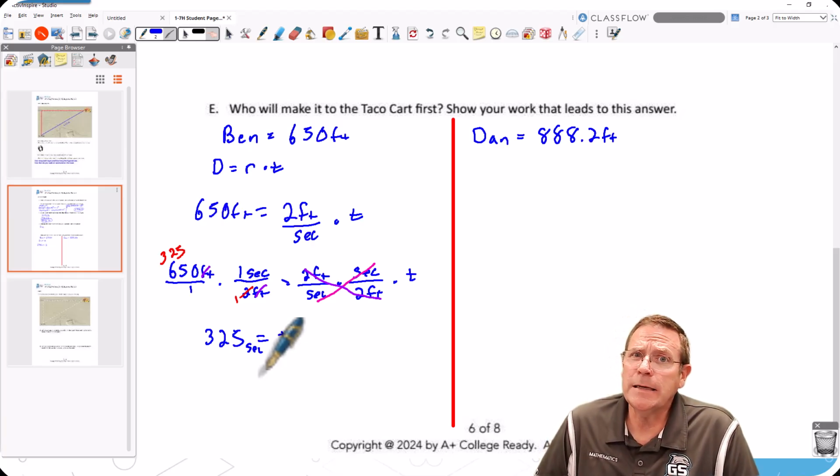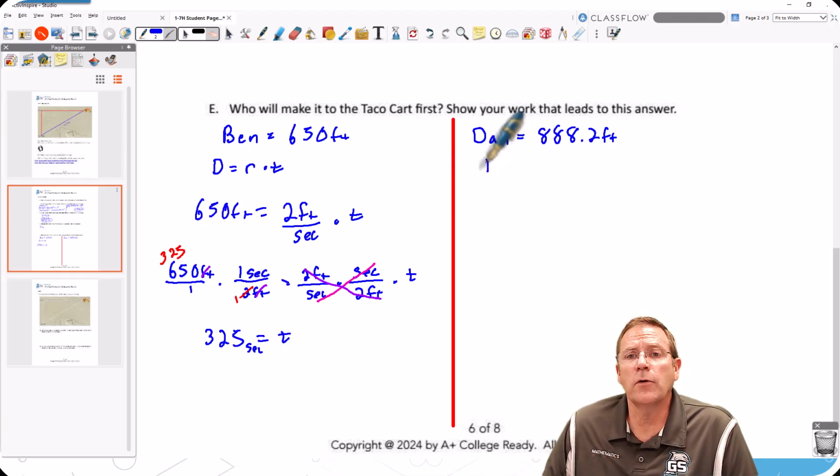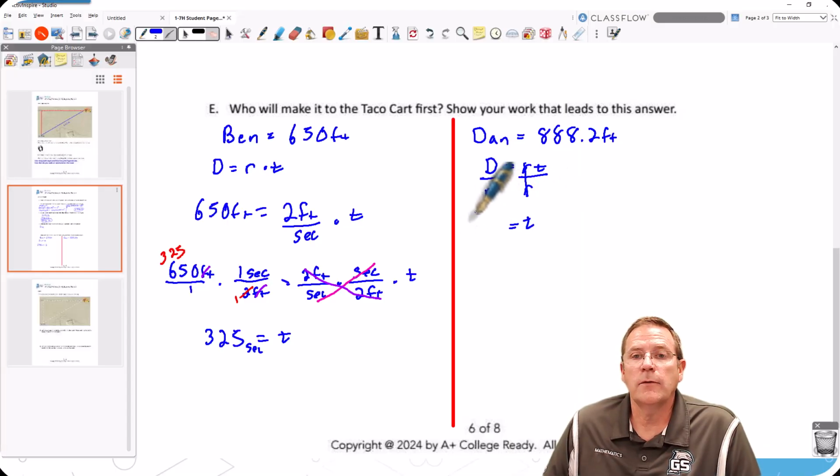Now, Dan's going to be more complicated. So we're going to start off by writing that distance formula again. And this time, I'm going to solve for time itself. So I'm going to divide both sides by the rate. And in doing that, these rates divide out. And that gives me time is equal to distance divided by the rate.